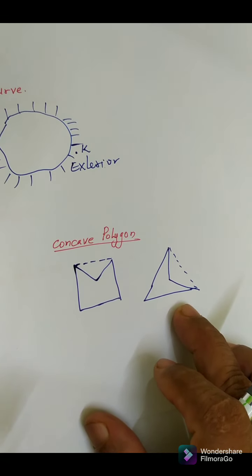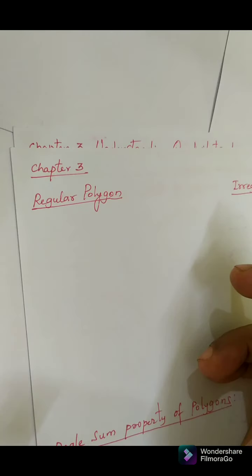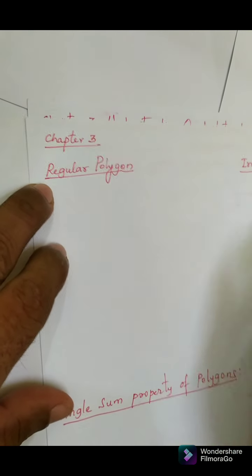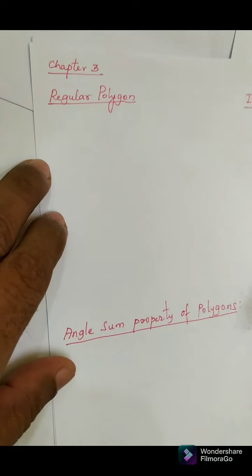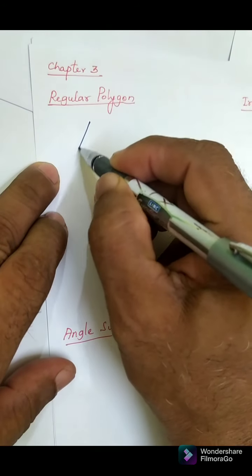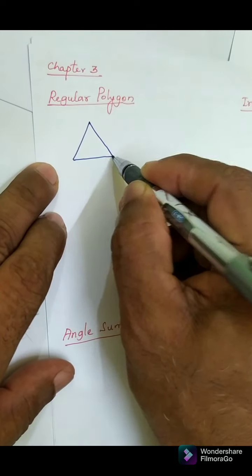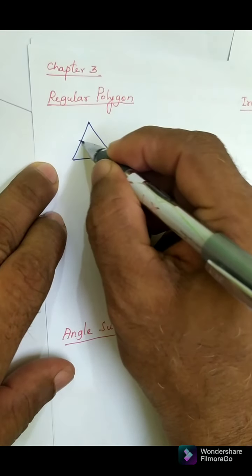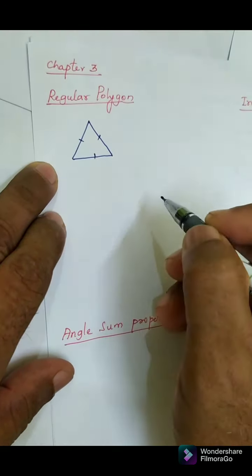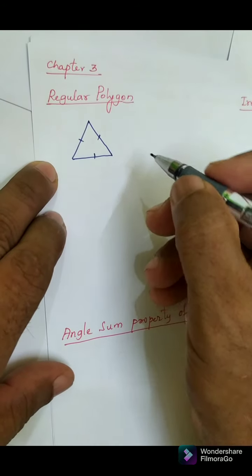So you can see these are concave polygons. Now what is the meaning of regular polygon? Regular polygon means all the sides are equal. So this is a triangle. Now all the sides of it are equal. We know this is an equilateral triangle.